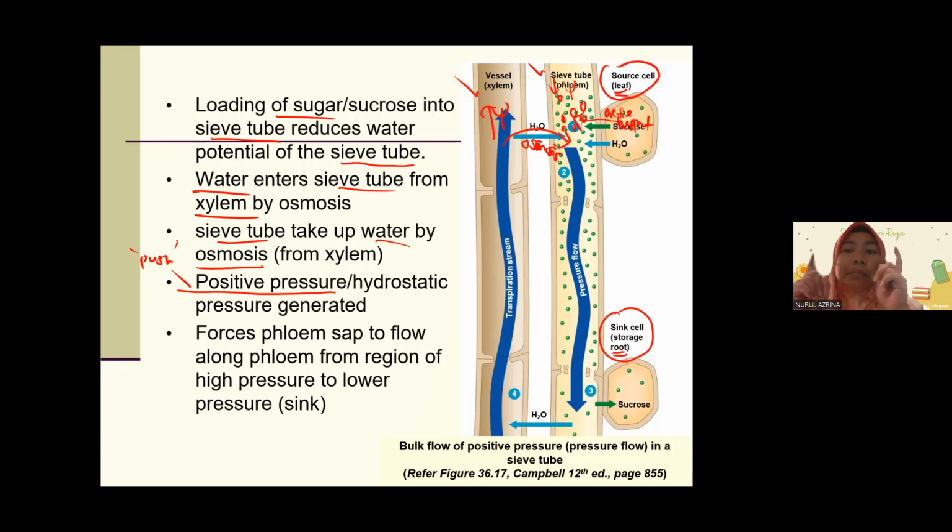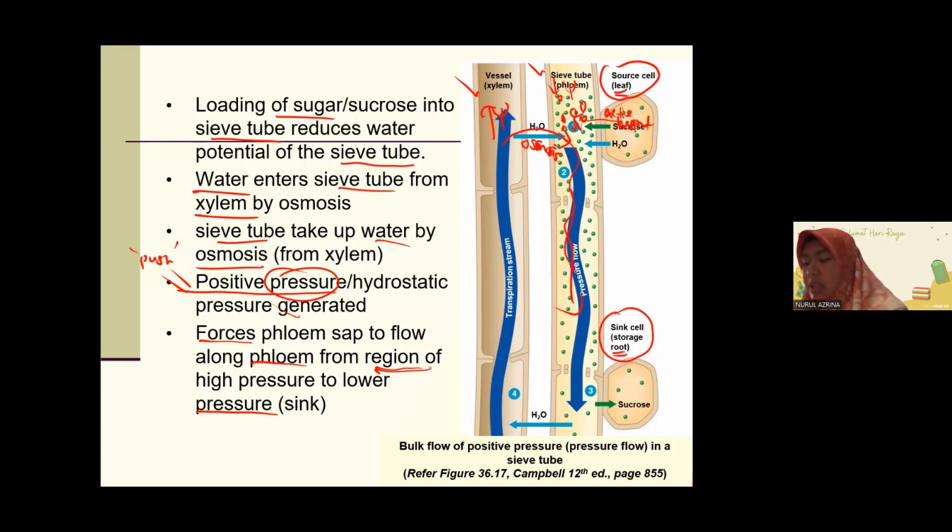So this pushed sap of phloem is due to the generation of positive pressure. The positive pressure, or hydrostatic pressure, will be generated, which will force the phloem sap to flow along the phloem from a region of high pressure to a region of low pressure, because we are now talking about pressure. So the source has high pressure and the sink cell has low pressure. So the phloem sap will be forced to flow from the region of high pressure in the sugar source to the low pressure in the sugar sink.